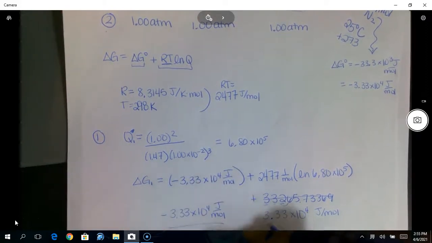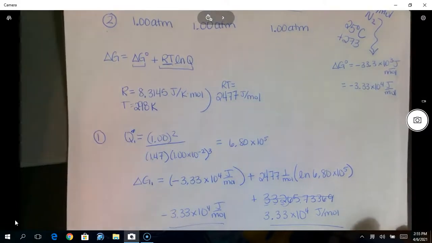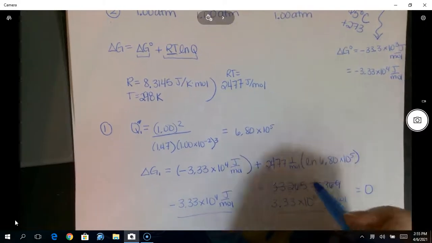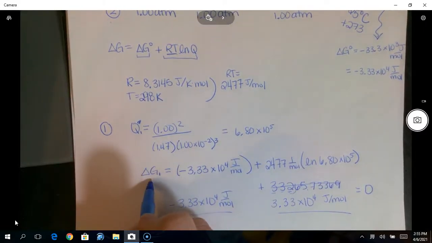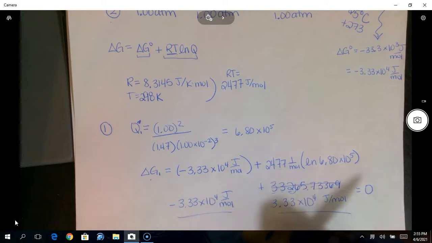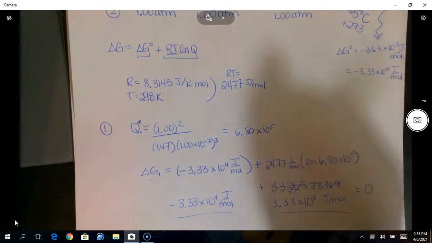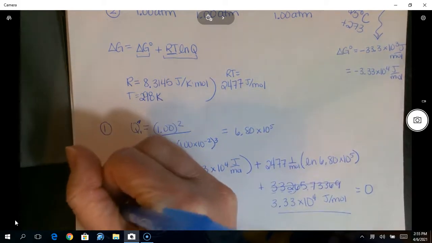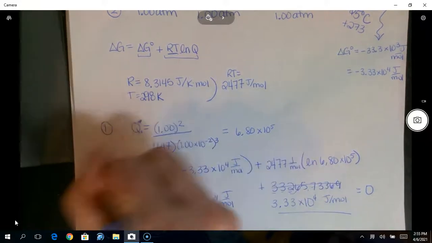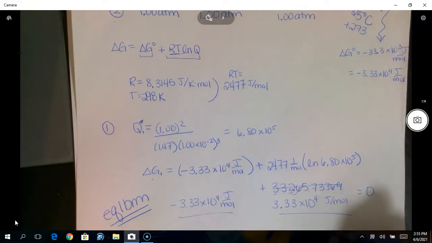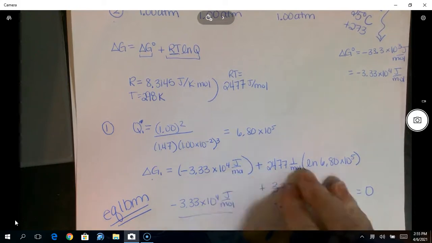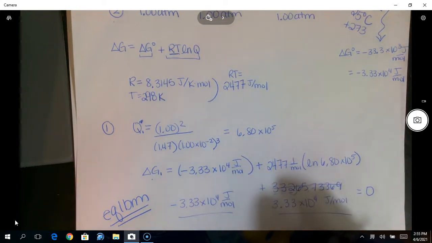So when I add up these two numbers, notice this ends up being 0. Since my change in energy is 0, that means that the forward and the reverse reaction are equal, because I'm not changing in energy at this point. So this is already at equilibrium. There's no change in energy, because the forward and reverse reactions are happening at the same rate.